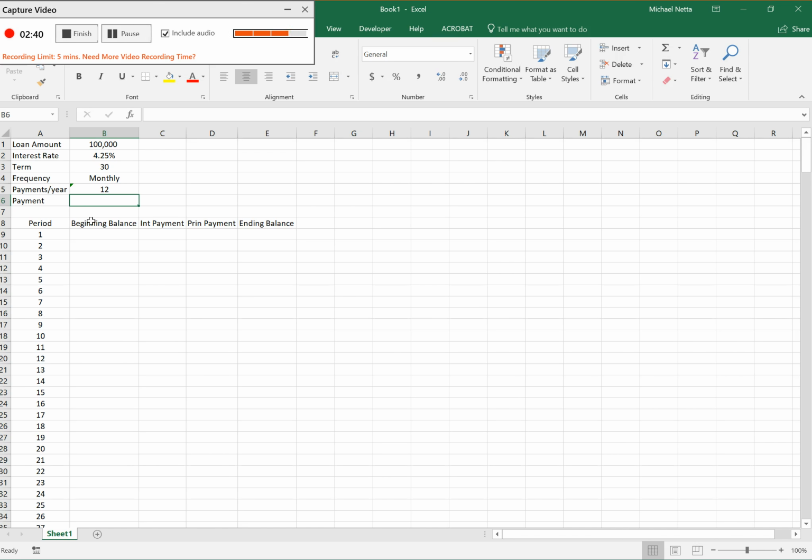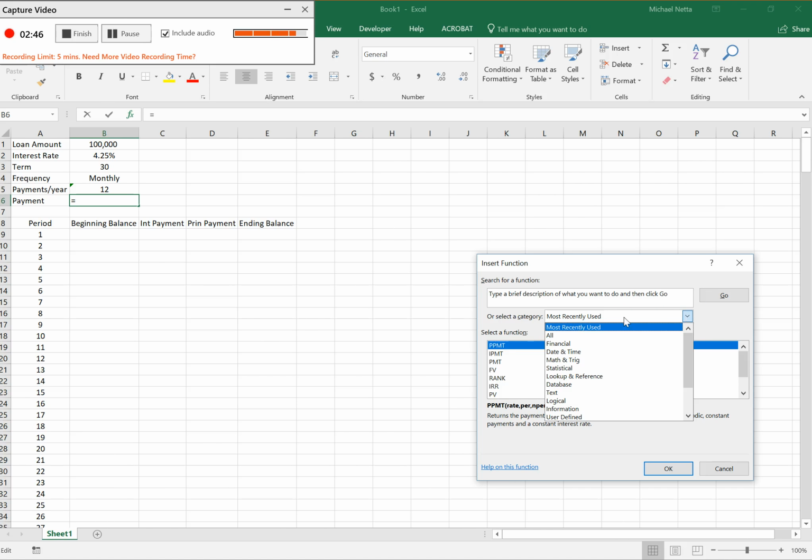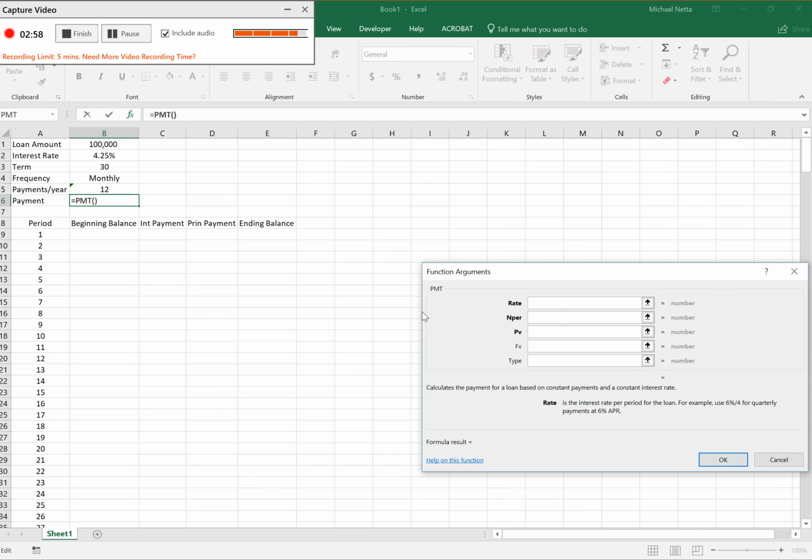So let's go in. In order to find that, you click on the epsilon key here, more functions, drop down under financial, and scroll down and you see the payment function, which is abbreviated as PMT. You hit OK, and a dialog box comes in where you enter in your variables.